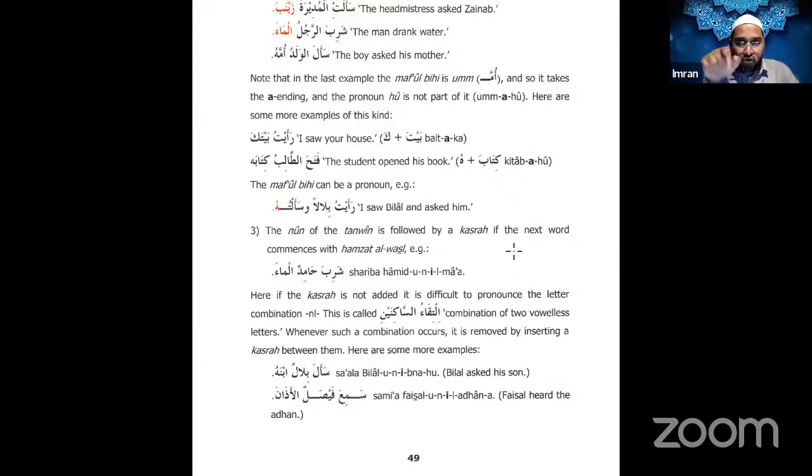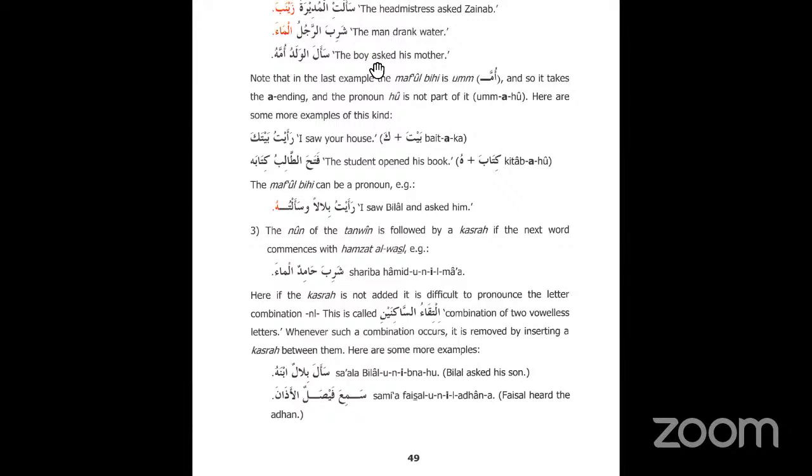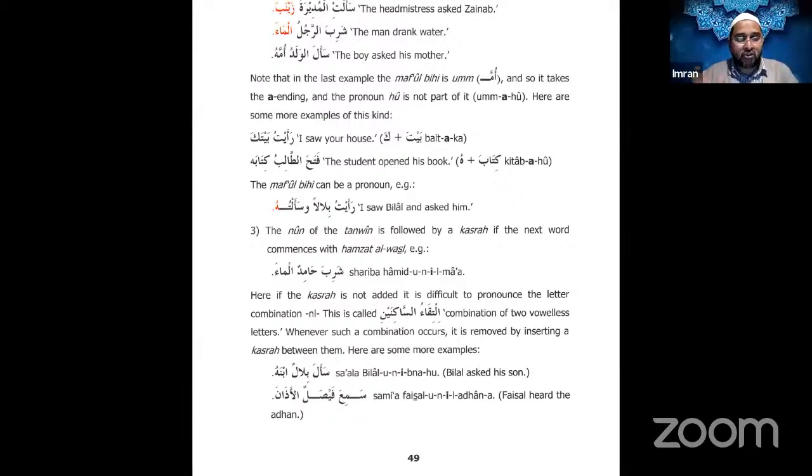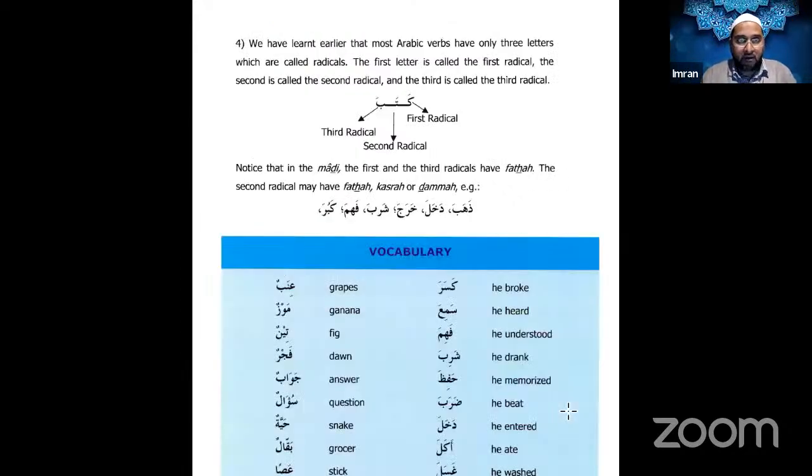Sometimes you see a small little noon. So that's what it is. This is just talking about noon tanween, and when the letter after it comes with a kasra, a small little noon is added to be able to continue to read. Right. Number 4, Sister Mukarrama.